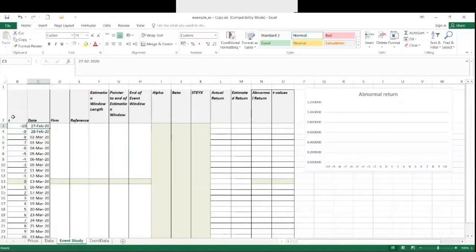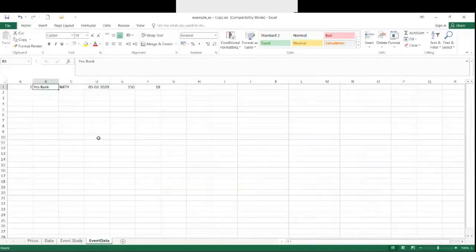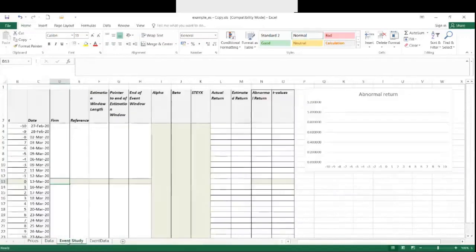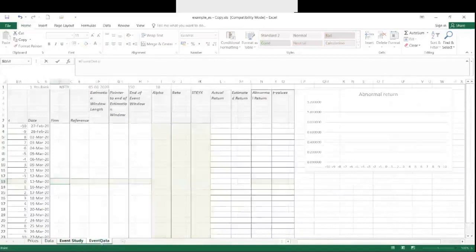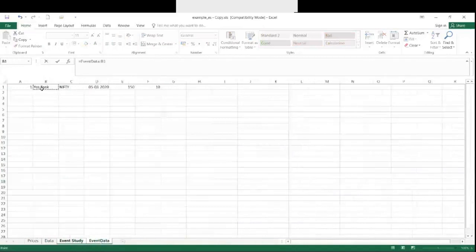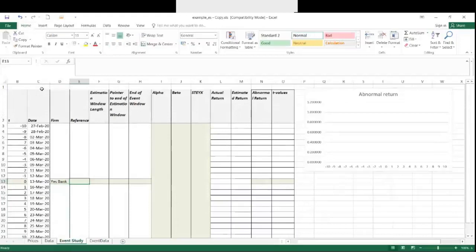Then column B is the firm. This is basic data, because this is a presentation. It comes from a sheet titled event data. Here you can list all the sample firms and their respective markets, for the presentation of your analysis. So I say equal to, I go to the basic data sheet and say, okay, this is my firm. Now, what is the market reference? I go to event data and say this is my market reference, Nifty.